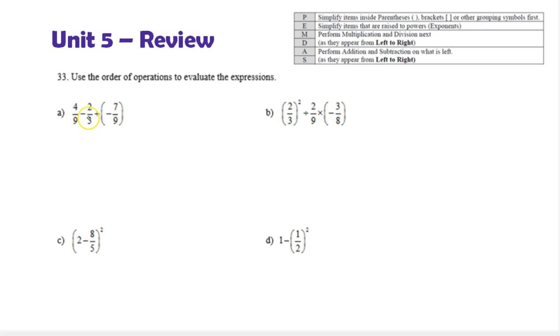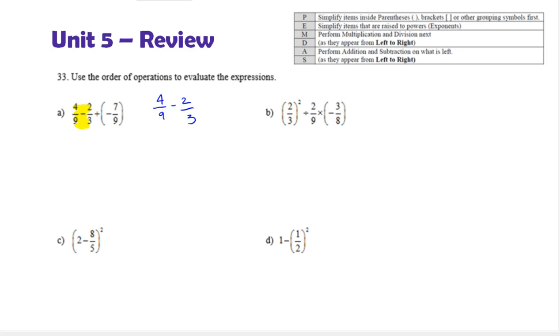So here we have subtraction and addition. We perform them from left to right. So first I'm going to do this on the side. 4/9 minus 2/3. Let me highlight what we're doing though. So I'm going to start with this operation.